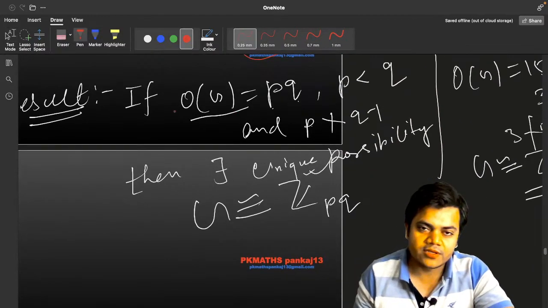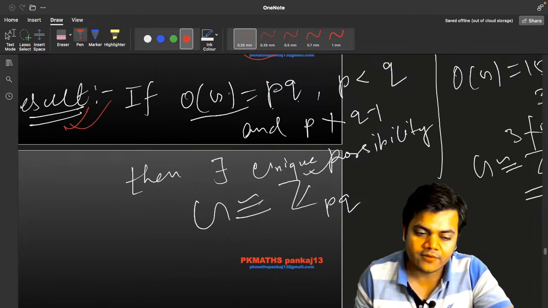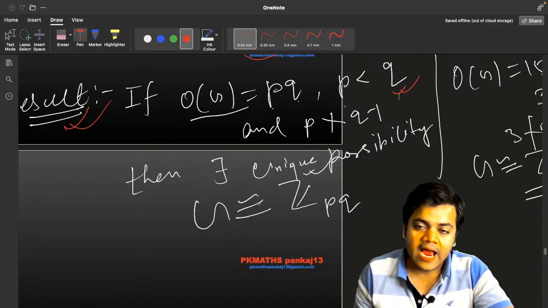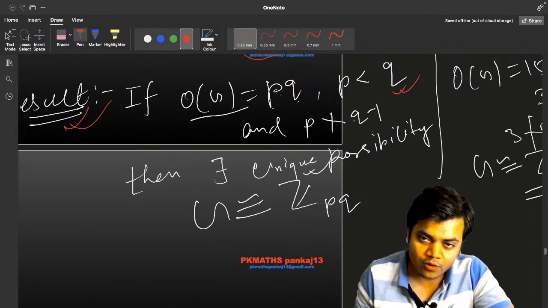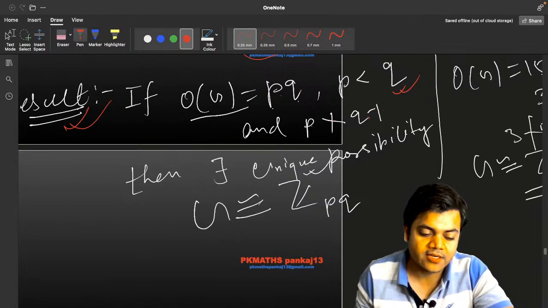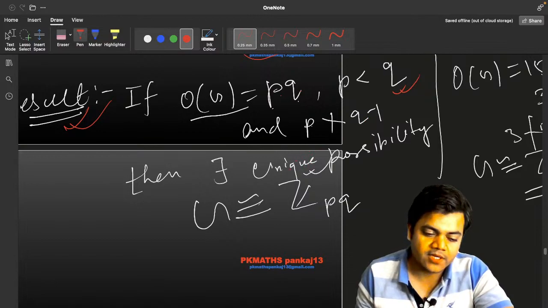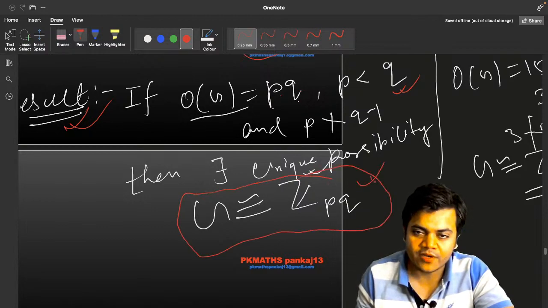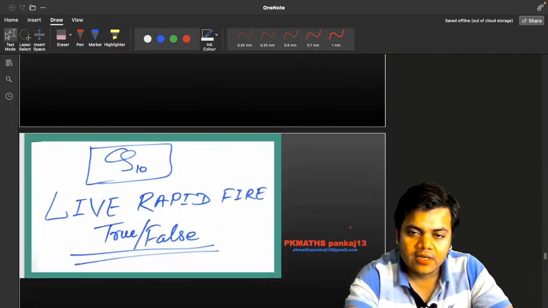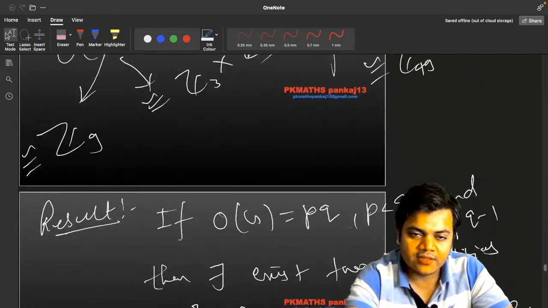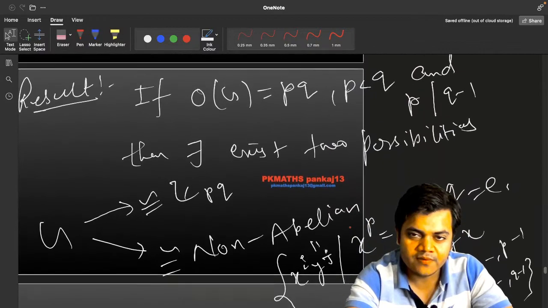Thereafter, we also discussed this result: if the order of G is equal to P into Q, where P is strictly less than Q, and P does not divide Q minus 1, then in this case there exists only one possibility, and that possibility is that your group G will be isomorphic to Z_{PQ}. And yes, one more result was there. These examples have been discussed in the previous lecture.